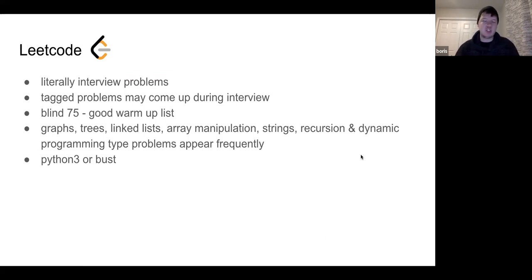It's a website, you can register for it, it's free. There's something called Blind 75. It's basically a list of 75 problems that cover all the base algorithms and data structures that you might want to know. So things like graphs, trees, linked lists, array manipulation, strings, all the stuff that I listed in that bullet point.